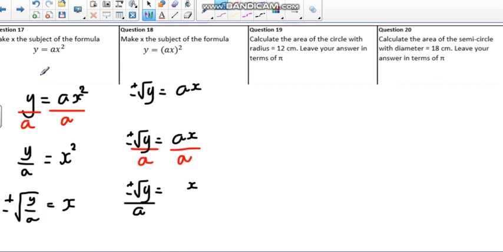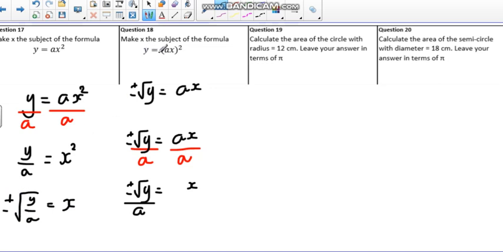Question 17, we're making x the subject of the formula, okay? So we start, and I want to leave the x on its own, or the x squared on its own, so I need to get rid of the a, so I'm going to divide both sides by a, which leaves me with y over a equals x squared. To find x, I need to undo the squaring, so I have to square root both sides. So if I square root this side, I get the square root of y over a, and then the square root of x squared is just x. Just note that when you square root, there are 2 answers, positive and negative, and that must be there.